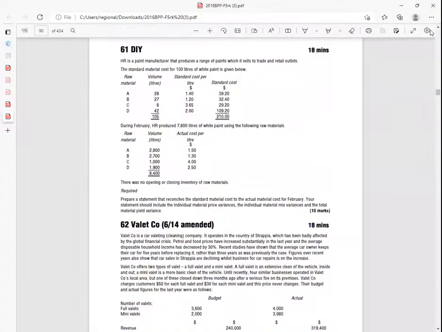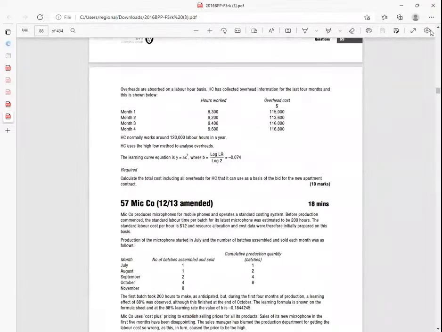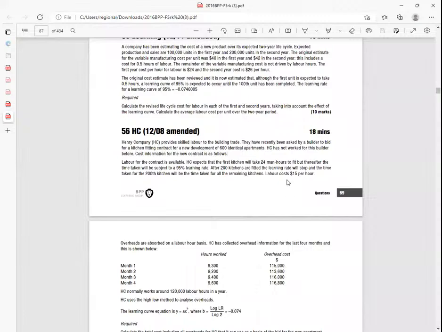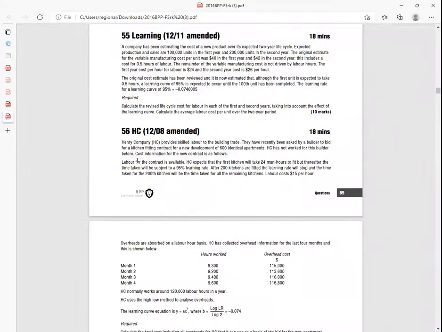Okay, let's start with this question here, 56. They're telling us, Henry Company provides skilled labor to the building trade. They have recently been asked by a builder to bid for a kitchen fitting contract for a new development of 600 identical apartments. HC has not worked for this builder before. Cost information for the new contract is as follows. Labor for the contract is available. HC expects that the first kitchen will take 24 man-hours to fit, so that is A, but thereafter time taken will be subject to a 95% learning rate.